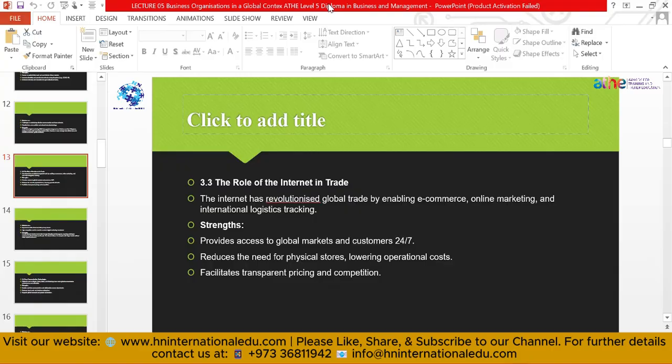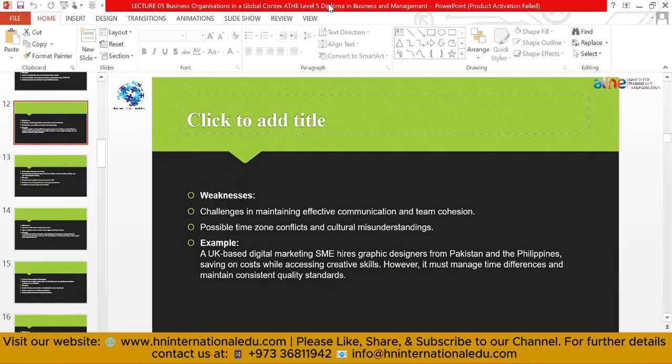Reduces the need for physical stores, lowering the operational cost, and even the returning part is very easy. Facilitates transparent pricing and competition. There is no bargaining at all. You need to buy it if you want to. However, challenges in maintaining effective communication and team cohesion. Again, the problem of communication relies on the tech.